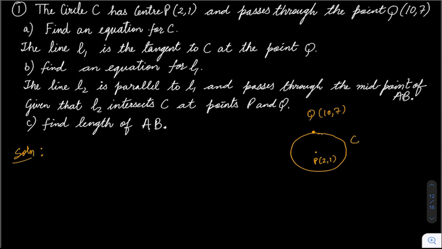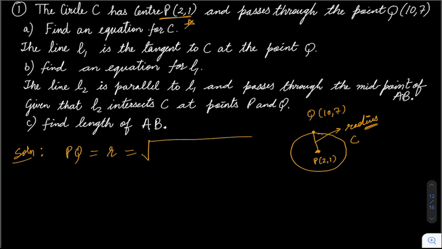So to find the equation of a circle, what do you need? We need the center and radius. The center is already given, which is very good. Now we need to look for the radius. How can we find the radius in this diagram? As you can see, if you join P and Q, that is nothing but my radius. So we just need to find the length of PQ.